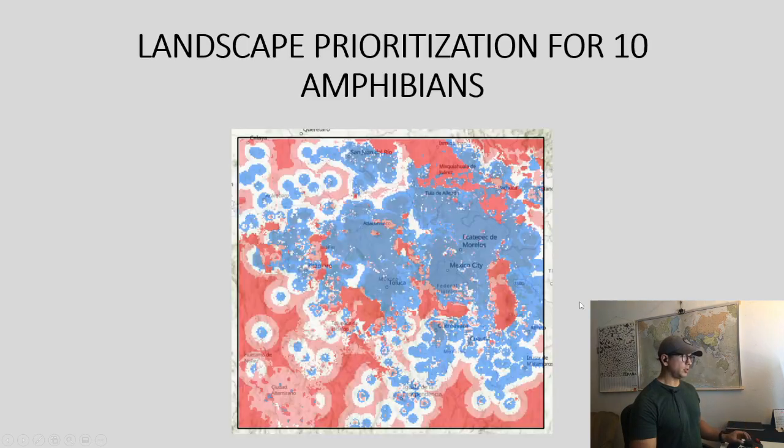Just to very quickly recap, this is a landscape prioritization for a group of amphibians in a certain location in Mexico City. So basically, we are aiming towards a map like this, but it's going to have more details, more stuff, right?